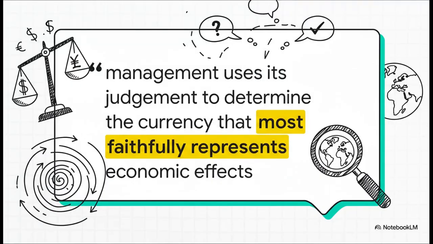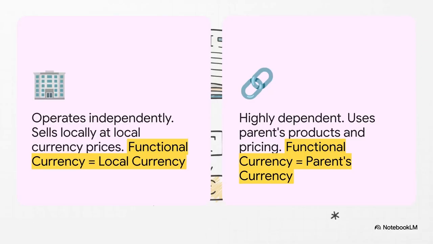And this quote from the standard is so important because it just goes to show you that accounting isn't always black and white. It requires professional judgment. Management has to analyze the subsidiary's entire economic environment to make this call, and you can be absolutely sure that auditors are going to look at this decision very, very closely. So how do they make this judgment call?